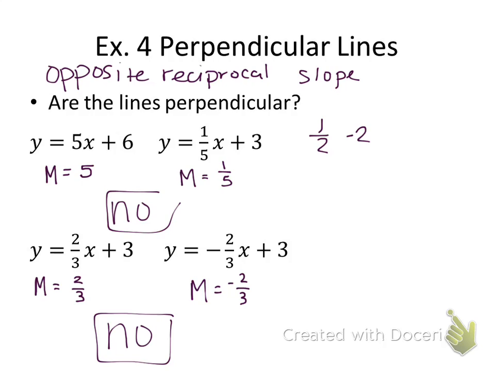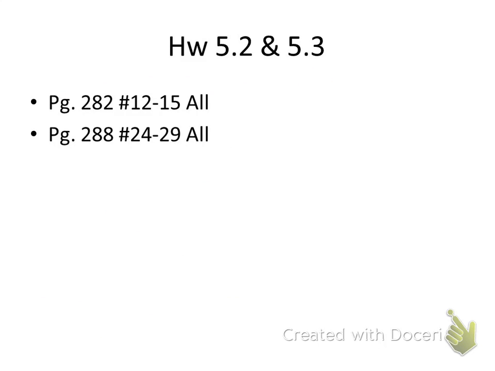Slope. And perpendicular lines have what? Opposite reciprocal slopes. Okay? Here is the homework for tonight. Homework 5.2 and 5.3, page 282, 12 through 15 all, and 288, 24 through 29 all. You do not have to graph any of these problems. So even if your book says to graph it, you do not. I want you to use the way that we did it in our examples to find out the slope-intercept form.